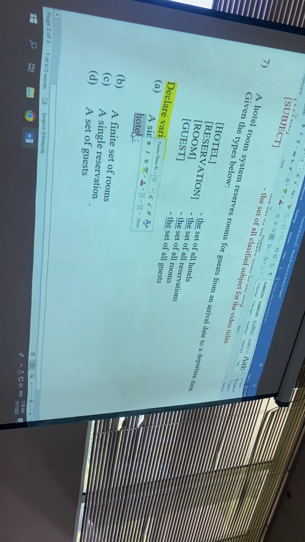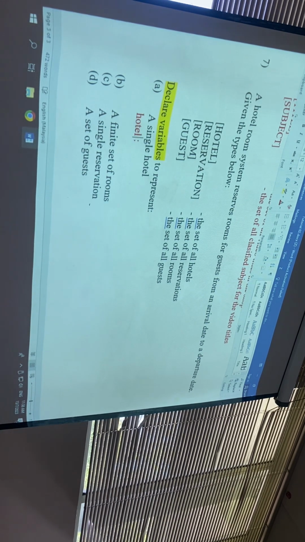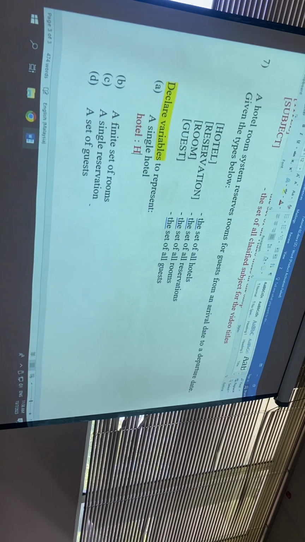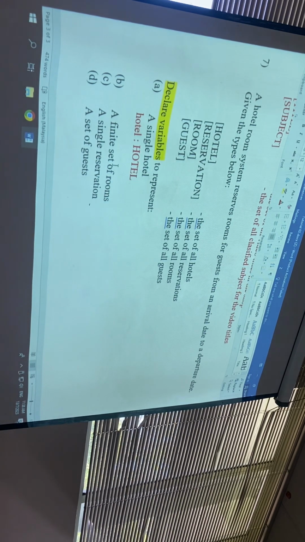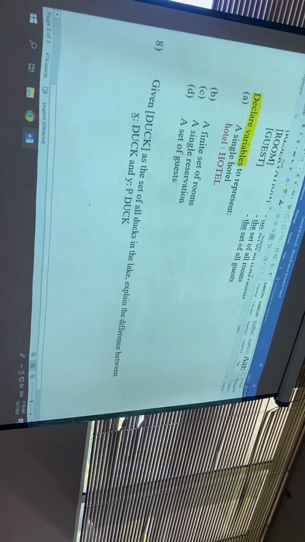If I want to declare a single hotel, I put my variable hotel here, colon. Doesn't matter if you want to have space or without space, no problem. Space is not really a big deal in our Z schema. Then after that will be hotel. So this is how you declare your variable. You put your identifier of variable, then you put colon, and then after that your type.